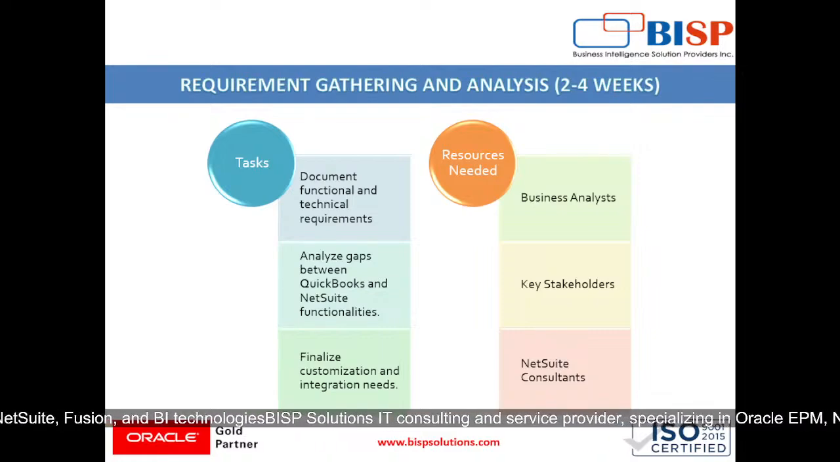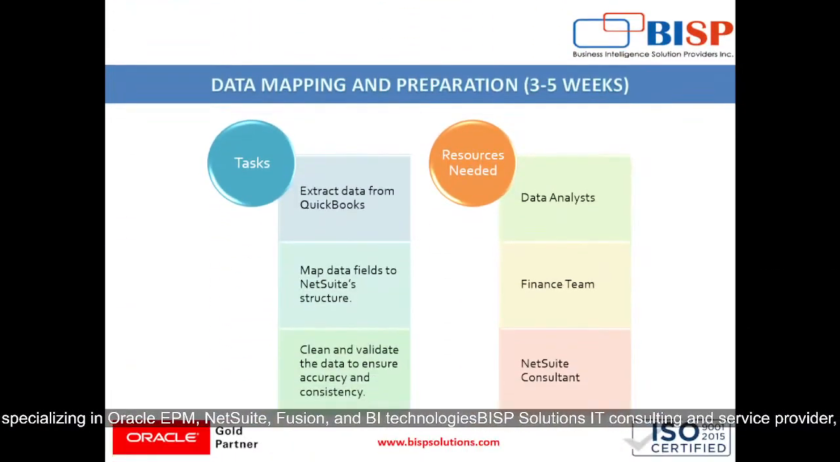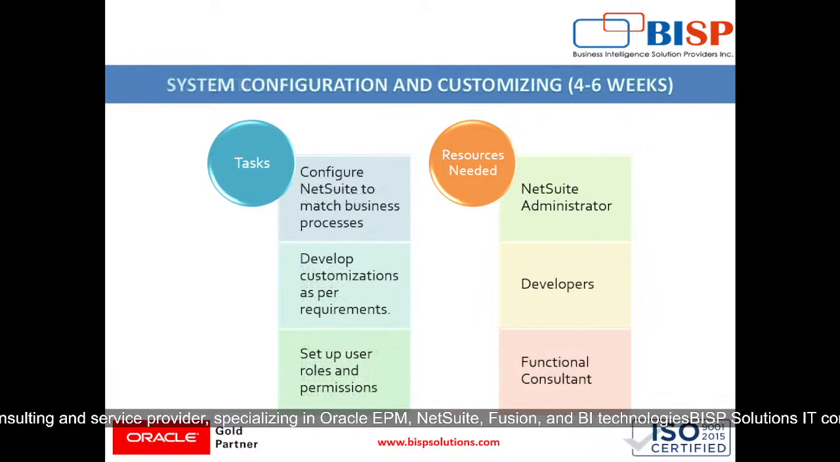So the task is documenting functional and technical requirements. Then it will analyze gaps between QuickBooks and NetSuite functionality. Also it finalizes customization and integration needs. So resources needed for the same are business analysts, key stakeholders, NetSuite consultants. Then data mapping and preparation, which will take around 3 to 5 weeks, where tasks involved are extracting data from QuickBooks and mapping data fields to NetSuite structure, and then cleaning and validating the data to ensure accuracy and consistency, where resources needed are data analysts, finance team and NetSuite consultants.